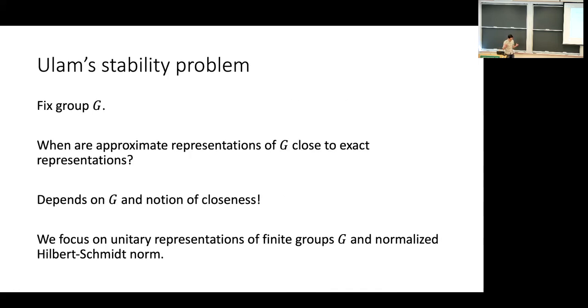So to situate ourselves, I'll start off with Ulam's stability problem. And a version of it goes like this. Fix a group G. When are approximate representations of this group close to exact representations? And of course, the answer depends on the group you're thinking about and the notion of closeness. And so here, in general, we're going to focus on unitary representations of finite groups. Okay, and the notion of closeness is the normalized Hilbert-Schmidt norm.